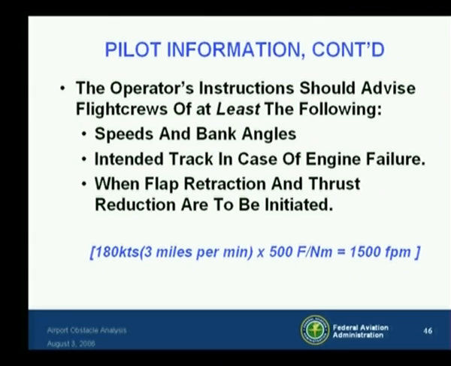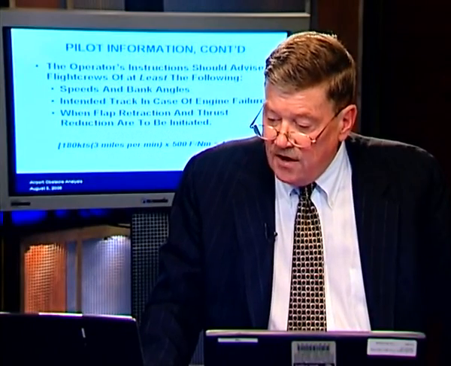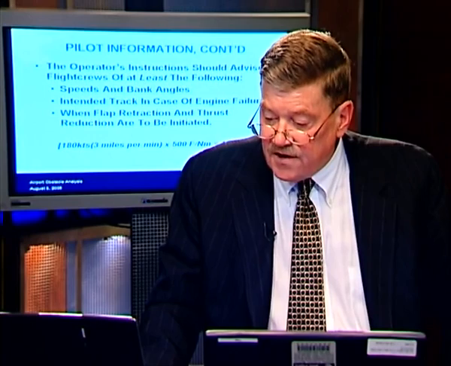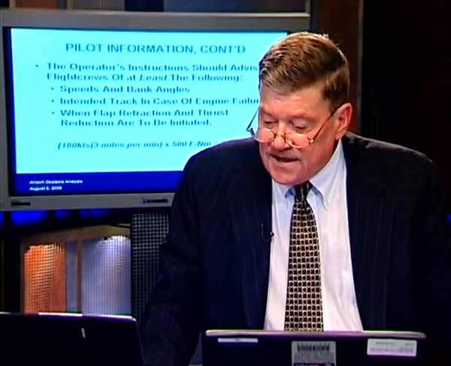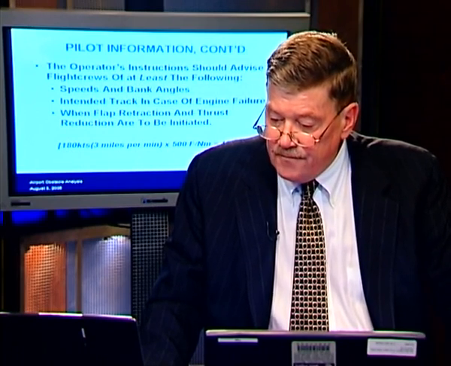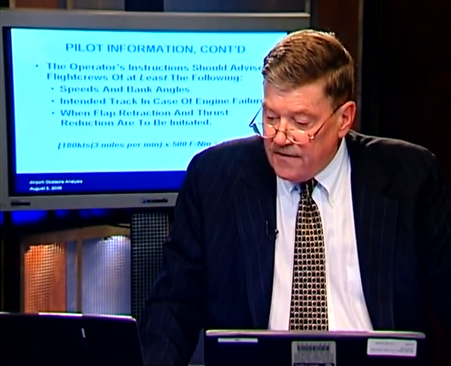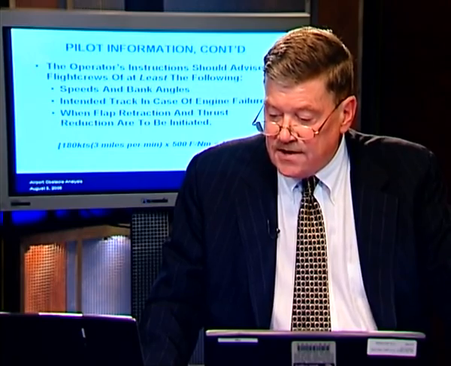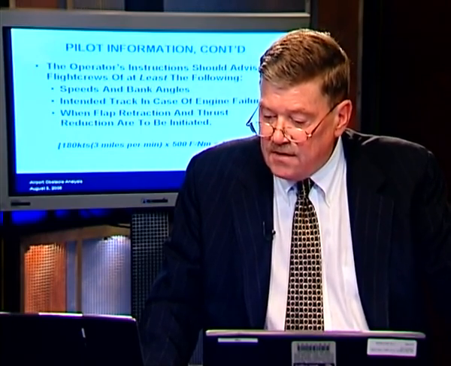The intended track in case of an engine failure must be very clear. Some operators have a standard policy of flying runway heading after an engine failure. Others routinely assume the all engines operating ground track unless specifically stated otherwise. In any case, the intended track should be apparent to the flight crew, and failure at any point along the track should be taken into account. The points along the flight path at which the flap retraction sequence and the thrust reduction are to be initiated.